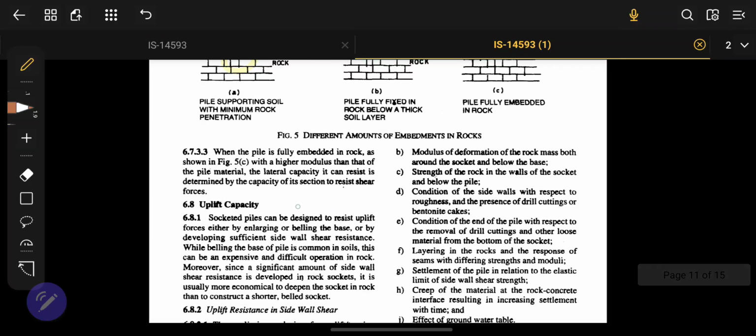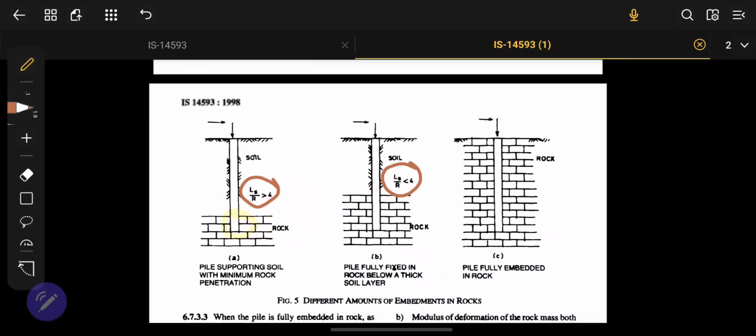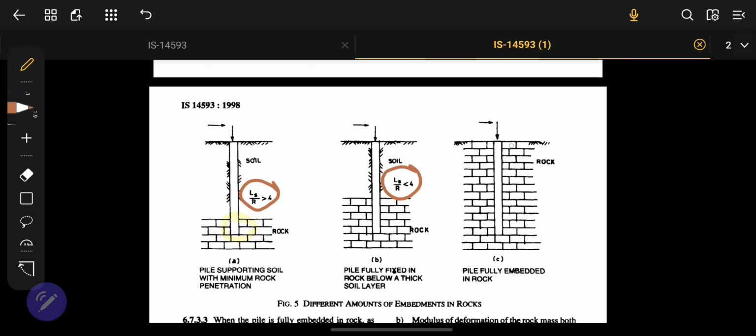When the pile is fully embedded in the rock, as shown in figure 5c, with a higher modulus than that of the pile material, the lateral capacity it can resist is determined by the capacity of its section to resist the shear forces. So if your pile is directly in contact with the rock, which rarely happens, and the rock is very strong compared to the pile, then whatever is the lateral capacity of your cross section of the pile to resist the lateral loads, like a cantilever beam. Suppose your pile is like this, your load is coming this way, and this is your rock. So whatever this cross section of the pile can take, along with the concrete and reinforcement, as lateral load, that is the capacity of the pile.